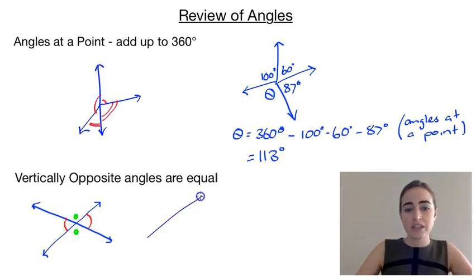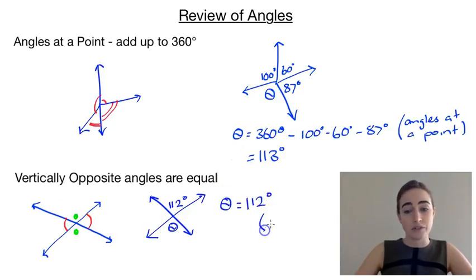If we give an example, if we've got, say, 112 degrees here and theta here, then we just have that theta is equal to 112 degrees. And then, of course, you write your reason, which is vertically opposite.